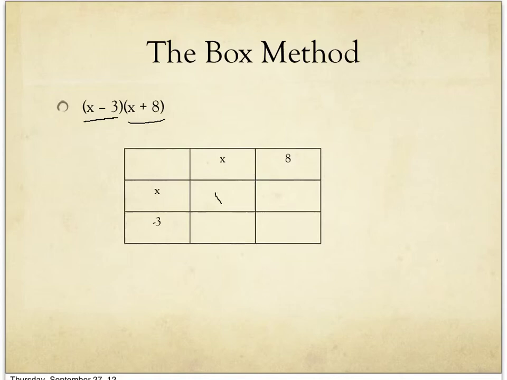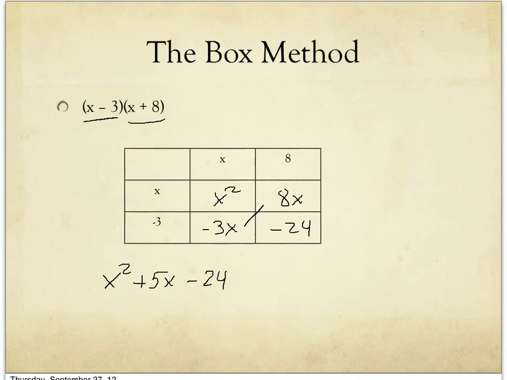So x times x gives me x squared. x times 8 gives me 8x. x times negative 3 gives me negative 3x. And negative 3 times 8 gives me negative 24. And then I can combine the terms on the diagonal. So I'm left with x squared, 8x and negative 3x give me positive 5x, minus 24. Okay? And you can do this with any size polynomial. It really works quite well.